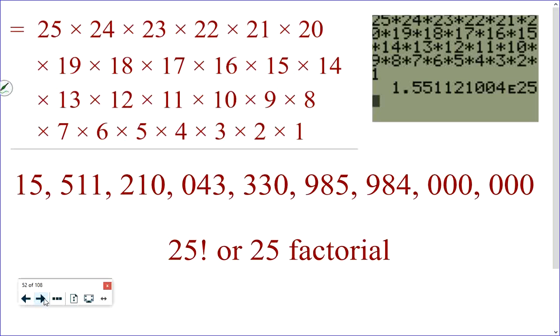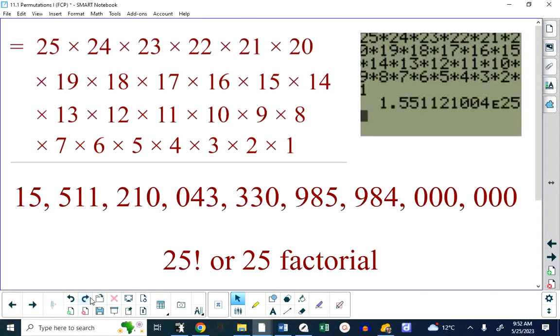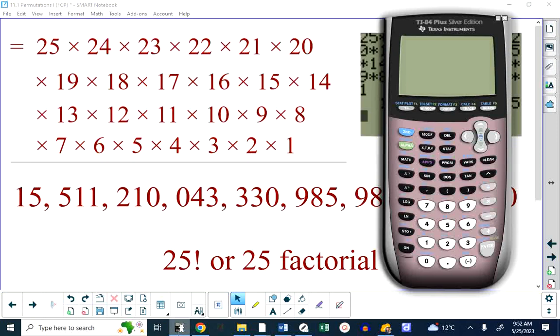Okay? The exclamation point in math means 25 factorial, and by definition, a factorial means you multiply that number by one less and one less and one less, and you keep going until you get to 1. And you do have a factorial function on your calculator.